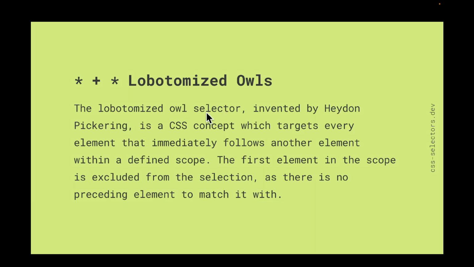The owl selector, invented by Heydon Pickering, is a CSS concept which targets every element that immediately follows another element within a defined scope. The first element in the scope is excluded from the selection as there is no preceding element to match it with. So, this is often referred to as the owl selector. Is it because it looks like an owl? I think it's a pretty cute name.